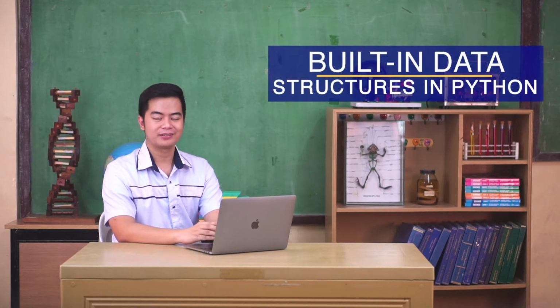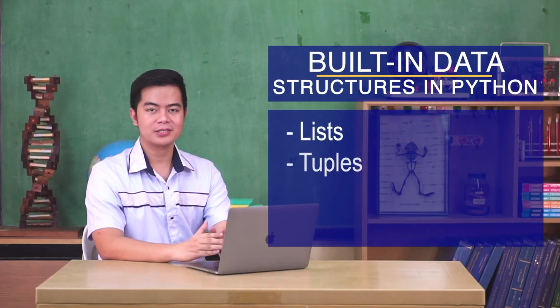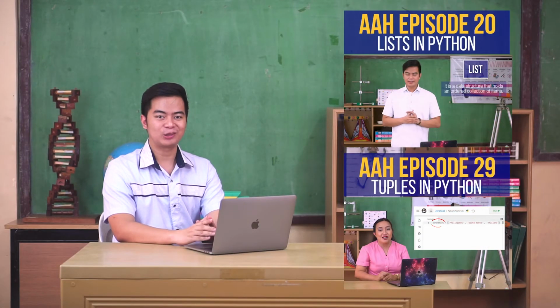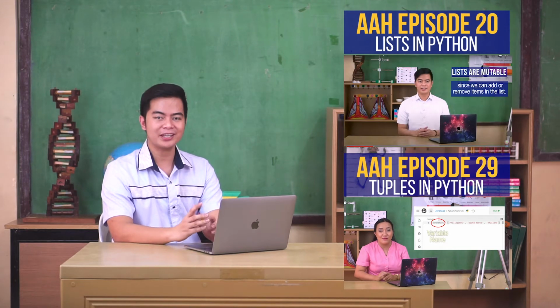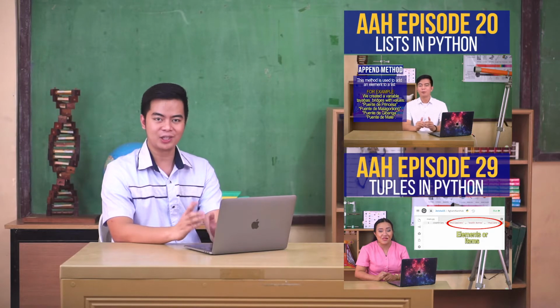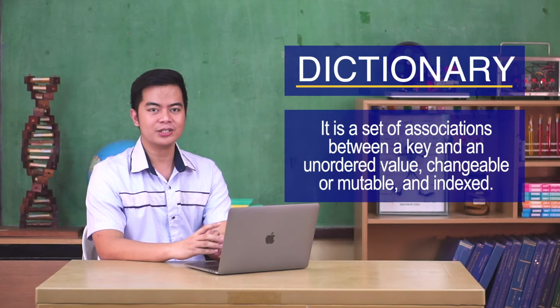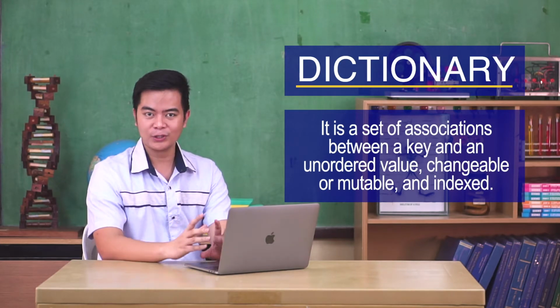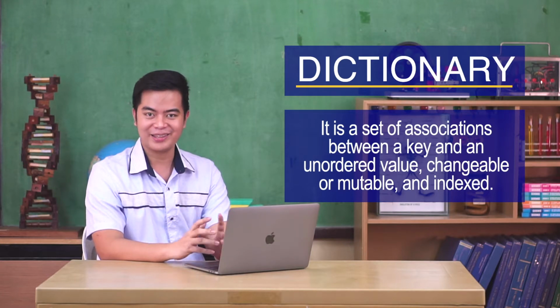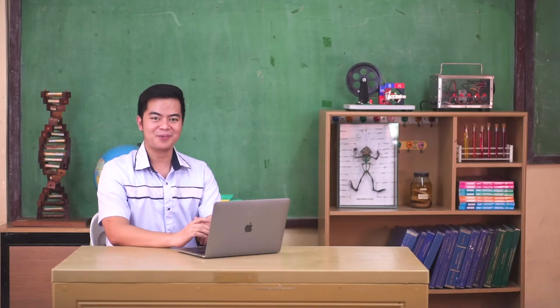Remember, there are different built-in data structures in Python: lists, tuples, sets, and dictionaries. Episode 20 and 29 discuss the different methods and functions used in writing codes involving lists and tuples respectively. A dictionary is a set of associations between a key and an unordered value, changeable or mutable, and indexed. To understand more about a dictionary, let's take a look at this example.